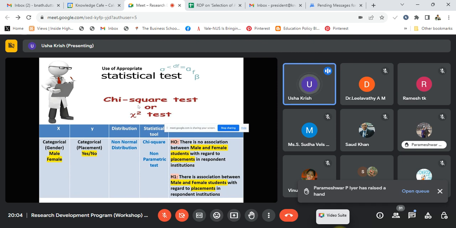If I use chi-square, how to formulate the hypothesis? I just read from the slide. Null hypothesis, there is no association between male and female students with regard to placements in respondent institutions. There is no association. Alternative hypothesis, there is association between male and female students with regard to placements in respondent institutions. This is how the hypothesis should be formulated.